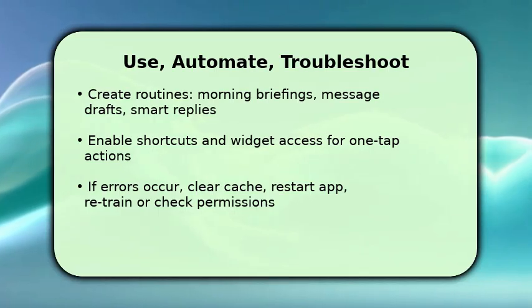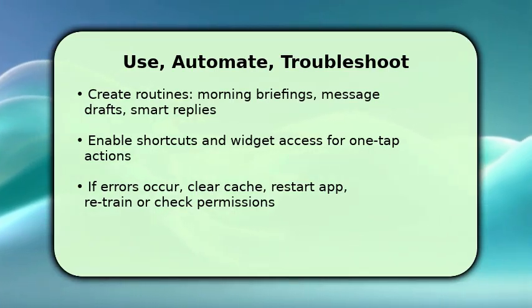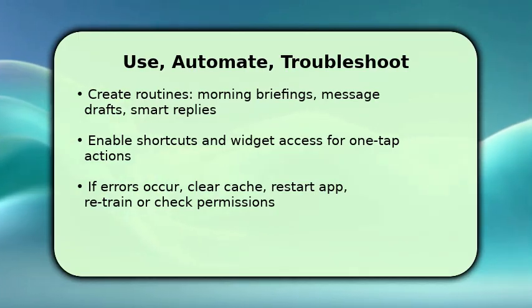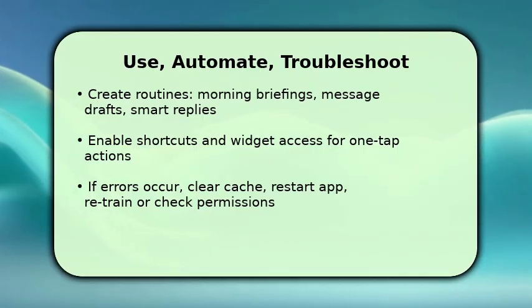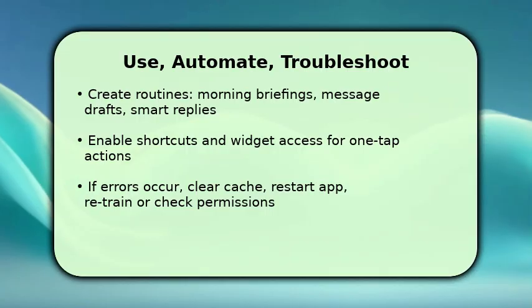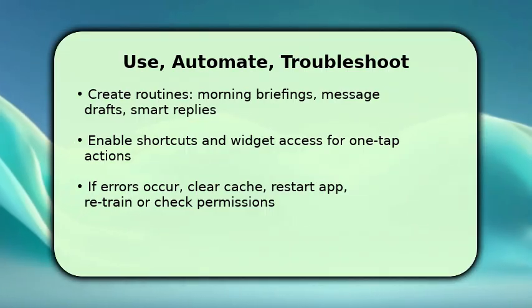Once done, add shortcuts and widgets to your home screen for one-tap access to frequent actions and connect voice activation if desired. If the assistant misbehaves, clear the app cache, restart the phone, retrain with fresh examples, and double-check permissions. That single troubleshooting tip resolves most issues.